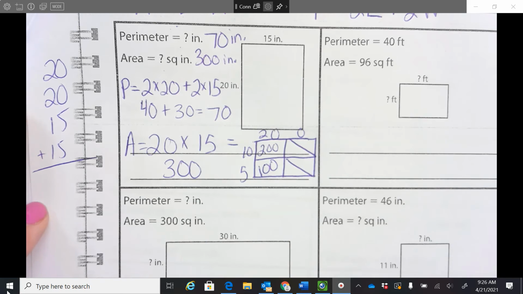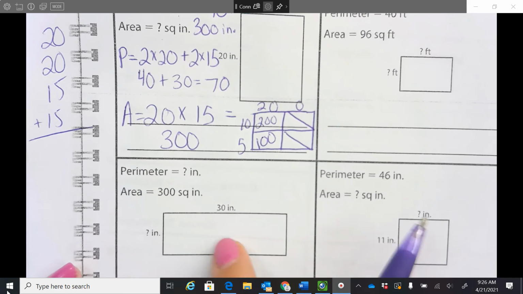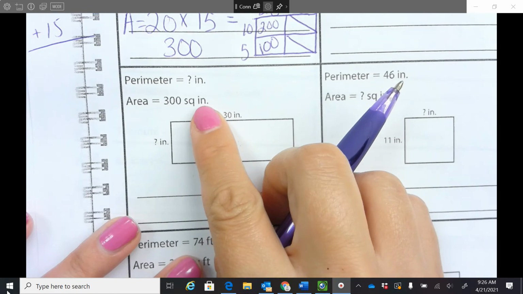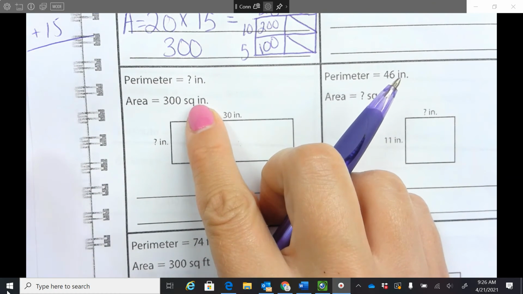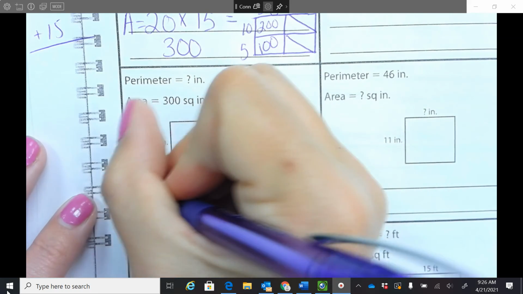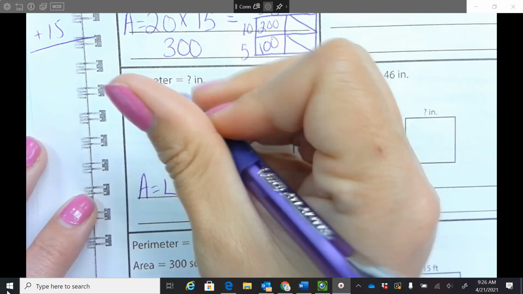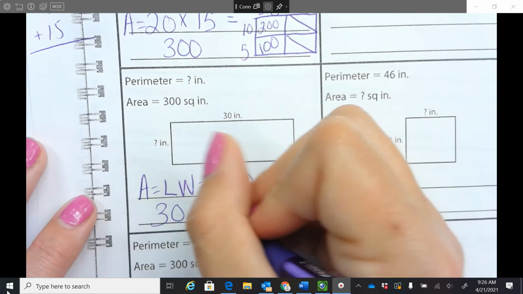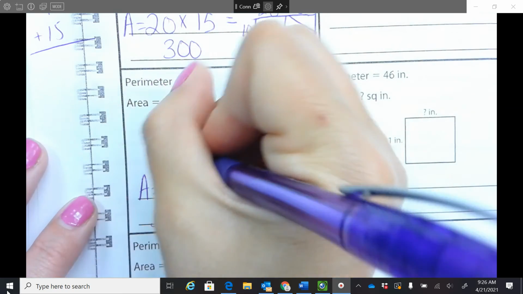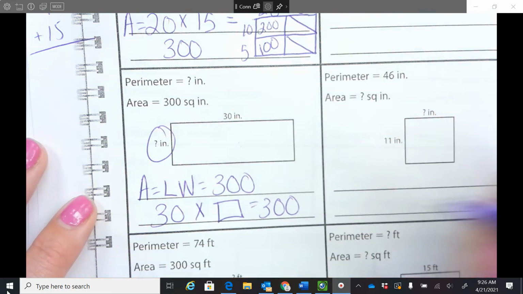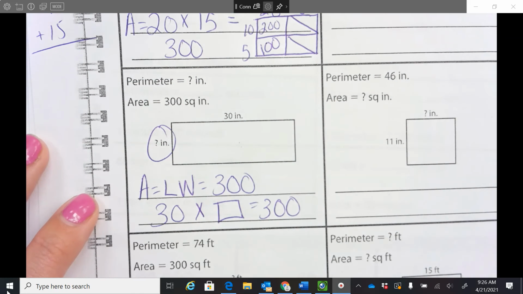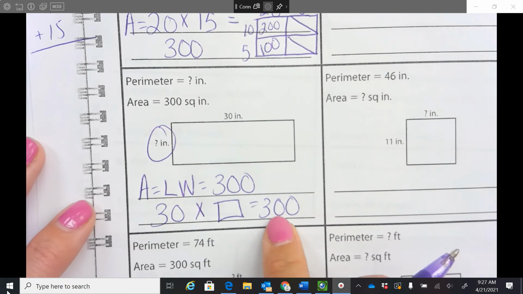You guys ready for one more? Okay. I'll go down and I'll do this one with you. So it has area done for us. So area, I remember, is area equals length times width, and they have 300. So that tells me that 30 times some number, because we don't know a number, would get us 300. So we have to try to figure out what this missing side is. So what can we multiply times 30 that would get us 300?